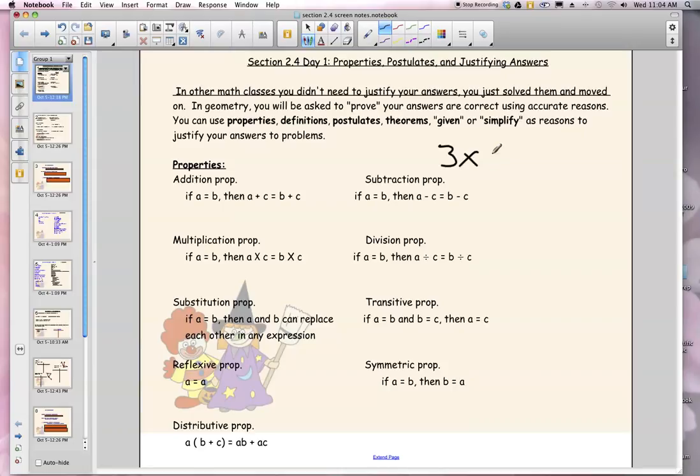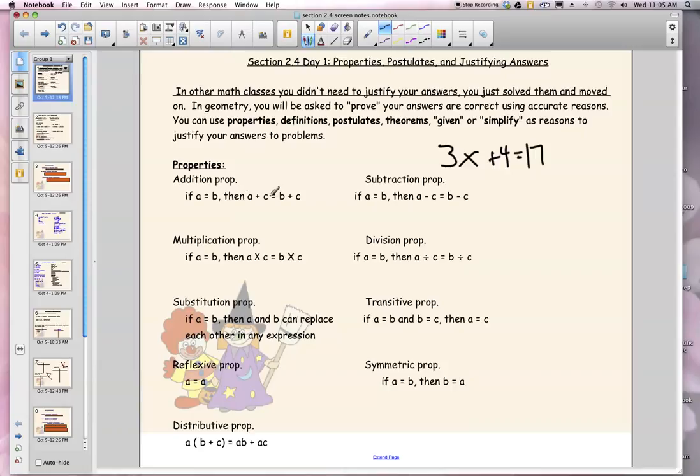Okay, so let's say you have like 3x plus 4 equals 17. Now in algebra, you learned that you needed to subtract 4 and then divide by 3. In geometry now, we're going to be doing those same things, but we're going to add a second level. And the second level is, yes, I'm doing this, but you have to be able to say why it's okay that you're doing this. Okay? You have to be able to justify each of your answers.